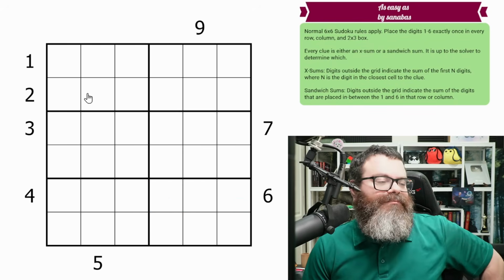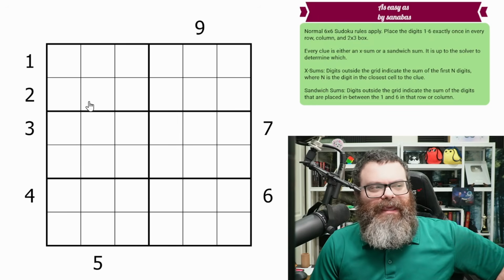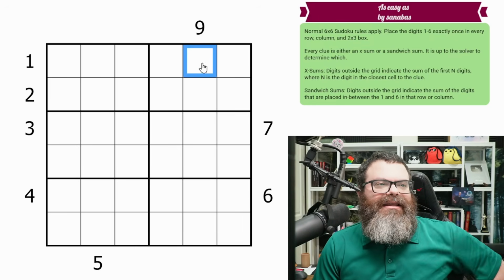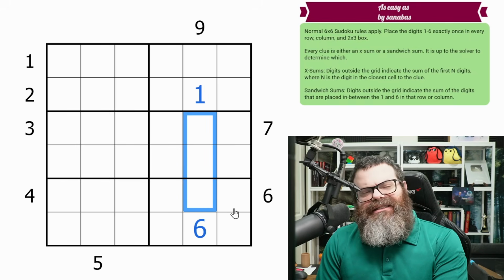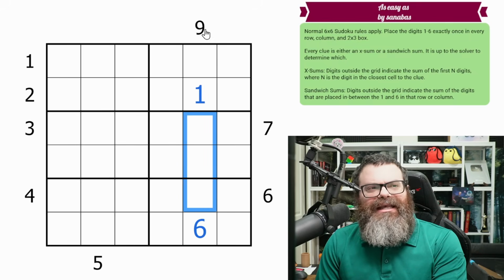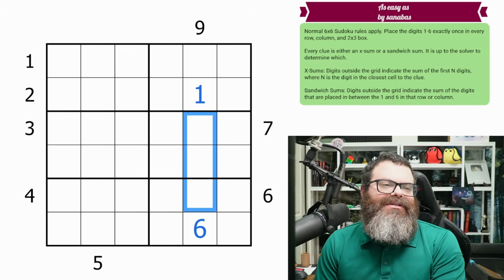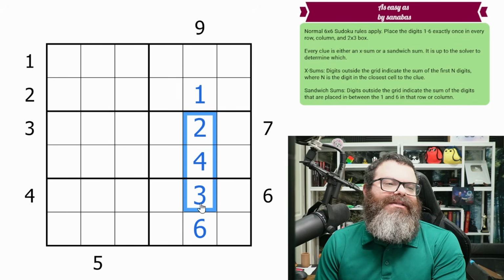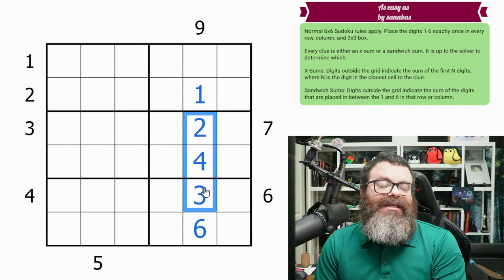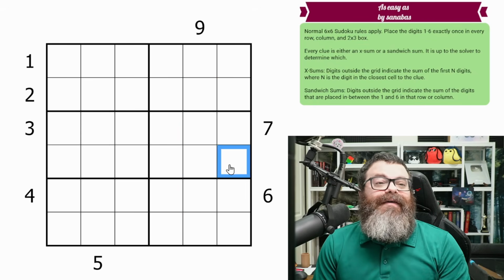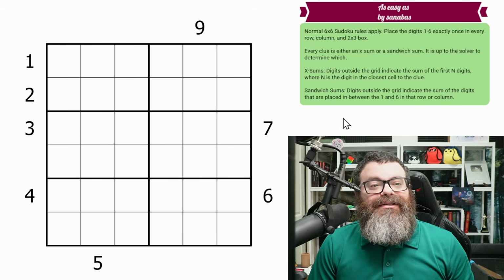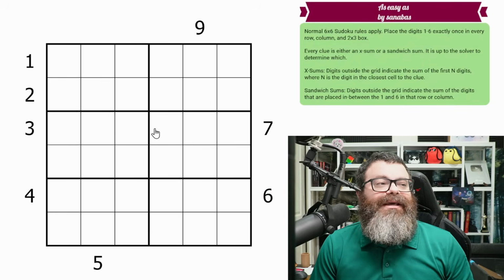Now, if they're a sandwich sum, then say, let's use this 9 again. The digits in between the 1 and 6 add to that value outside. So this could be 2, 3, 4 like this. So between the 1 and the 6, these digits, 2, 3, 4, add to 9. That matches our clue. And that's it. Those are the rules. There's a link in the description if you'd like to try the puzzle yourself. And I'm going to get started right now.